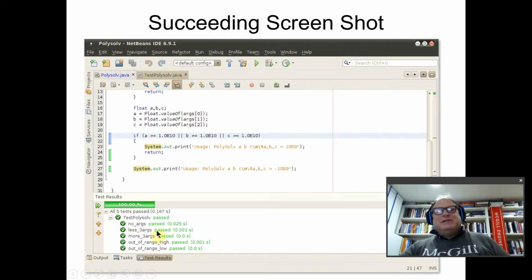So no arguments, less than 3 arguments, more than 3 arguments, out of range high, out of range low, all pass. So now we have, I guess, pretty robust error handling for at least the number of parameters and the value range of the parameters.